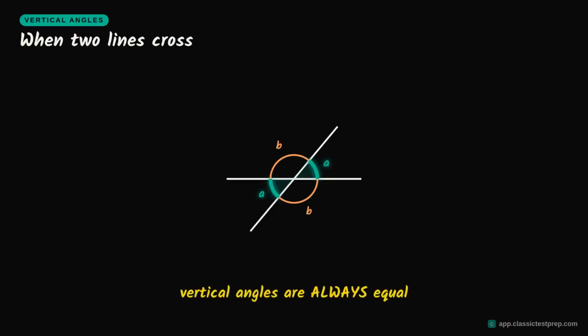And here's the rule you must know. Vertical angles are always equal to each other. That means the measure of these two angles will be the same always. Vertical angles have the same measure.